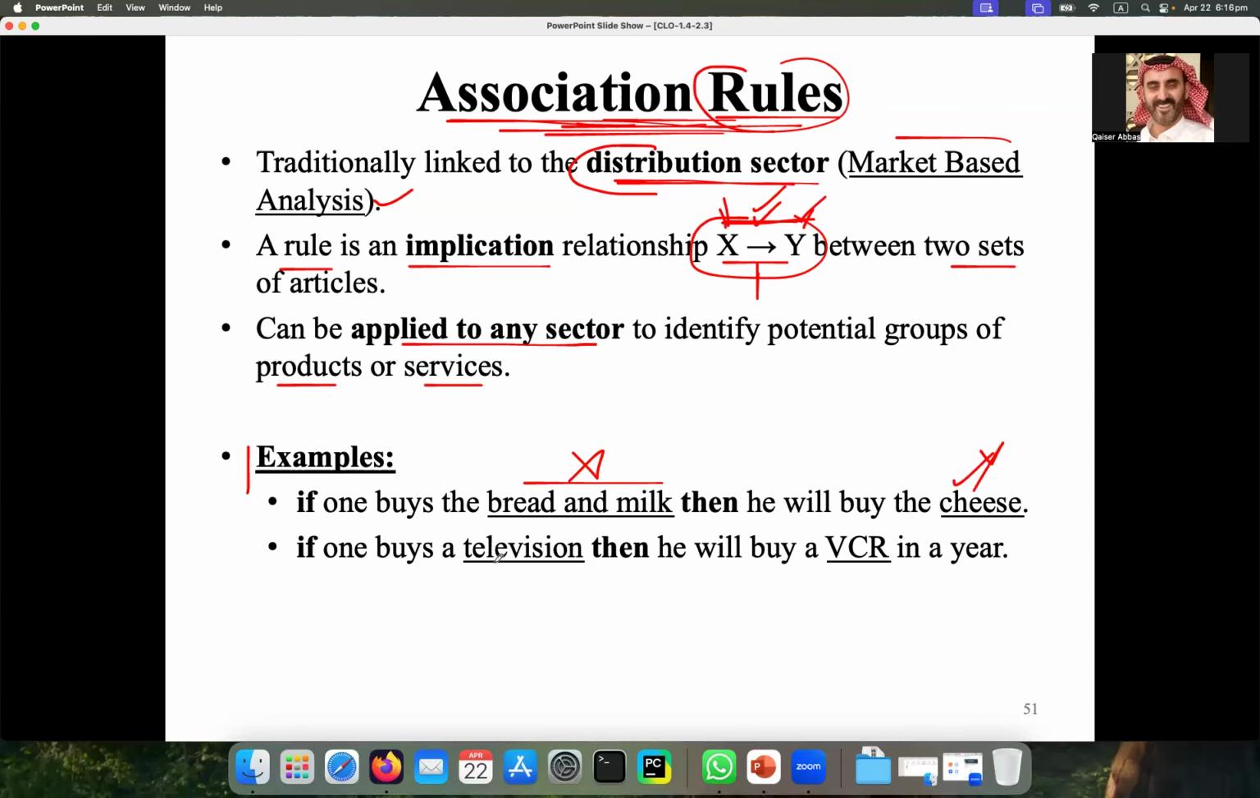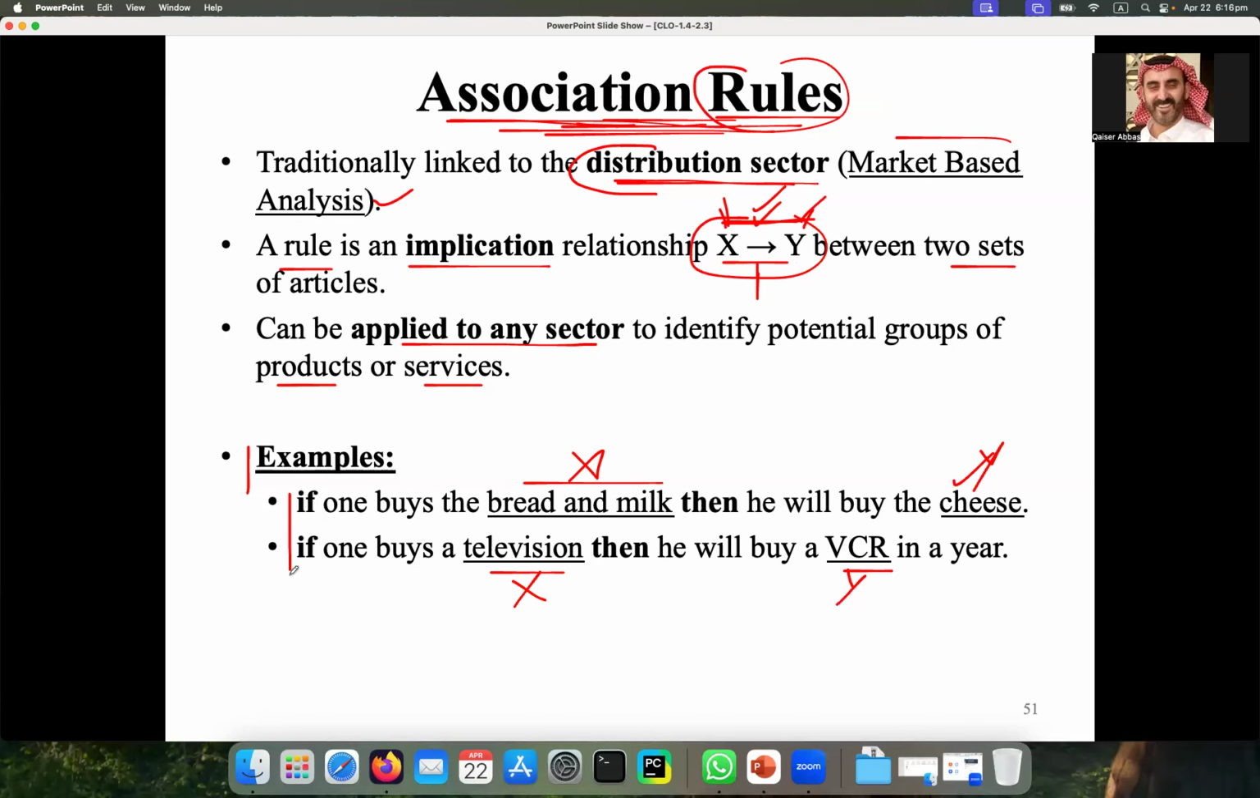Similarly, if one buys a television, then he will buy a VCR. So television is X, VCR is Y. Maybe you will not understand what this VCR is. This is a device of our age. Anyhow, I don't want to go into what a VCR is. You can understand that this is some kind of product. So this is X and this is Y.